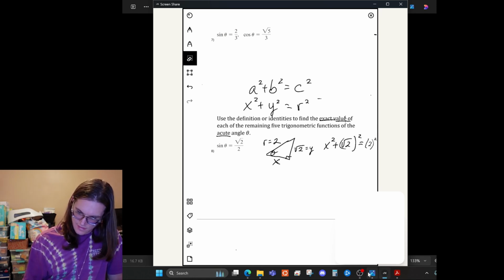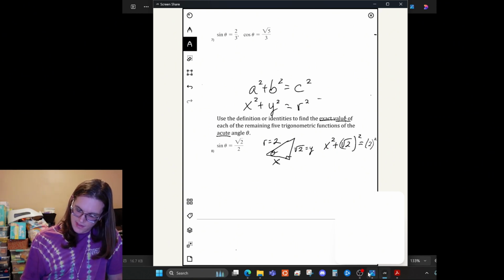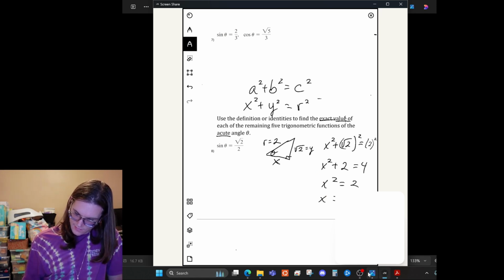Okay. So anyway, this is the same as a squared plus b squared equals c squared. We have x squared plus y squared equals r squared. So x squared plus 2 equals 4. Take this from over here. So we have x squared equals 2. So we have x equals, to have good form, we should write plus or minus root 2.